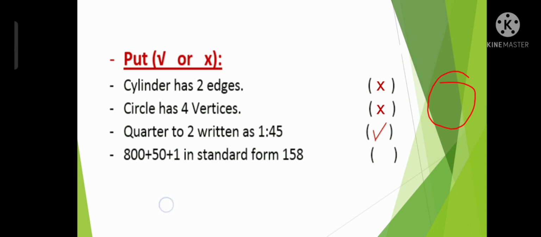800 plus 50 plus 1 in standard form, 158. It's wrong. I have 8 in hundreds place and 5 in tens place and 1 in ones place, not 1 in hundreds place. This is false, okay?